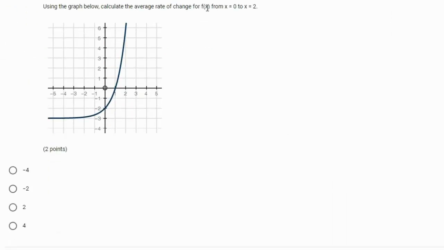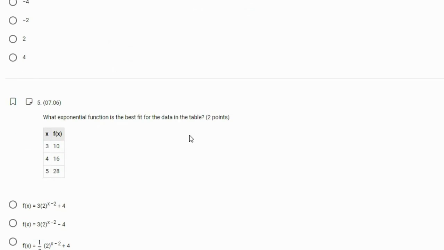Calculate the average rate of change from x equals 0 to x equals 2. Well, when x is 0, the graph equals negative 2. When it's 2, it's up here at 6. So rise over run from negative 2 to 6, right here to right here. And the best fit, again, graph those 3 points and then try these different equations to see which one passes through there. So there you go.